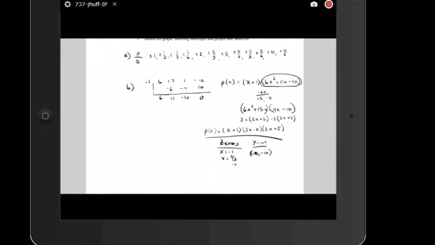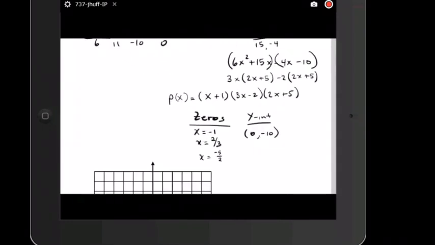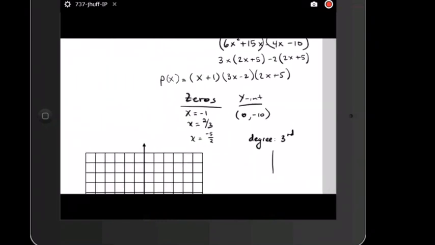So the y-intercept is negative 10 rather. So I got Problem 1, this is degree 3. So the end behavior, since it has a positive leading coefficient, the right side's going up, left side's going down, just like with the last one.